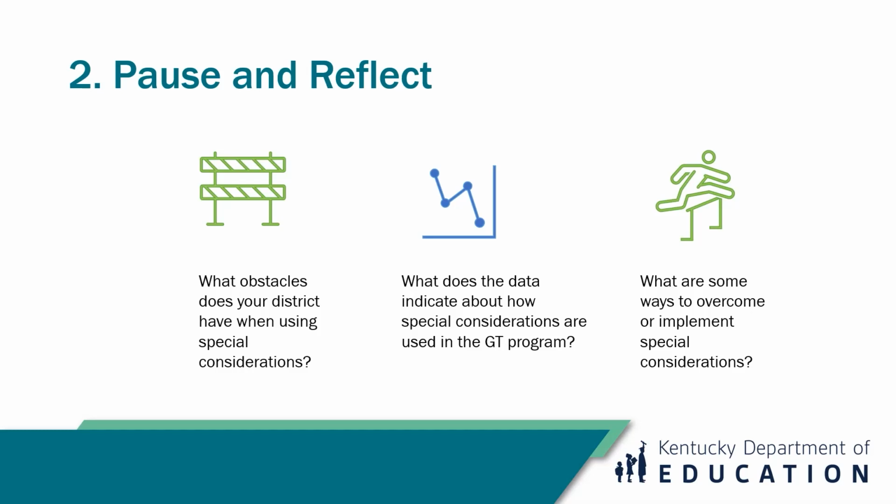Let's pause and reflect on using special considerations. Use this time for individual reflection or group discussion. What obstacles does your district have when using special considerations? What does the data indicate about how special considerations are used in the GT program? What are some ways to overcome or implement special considerations in your school or district?